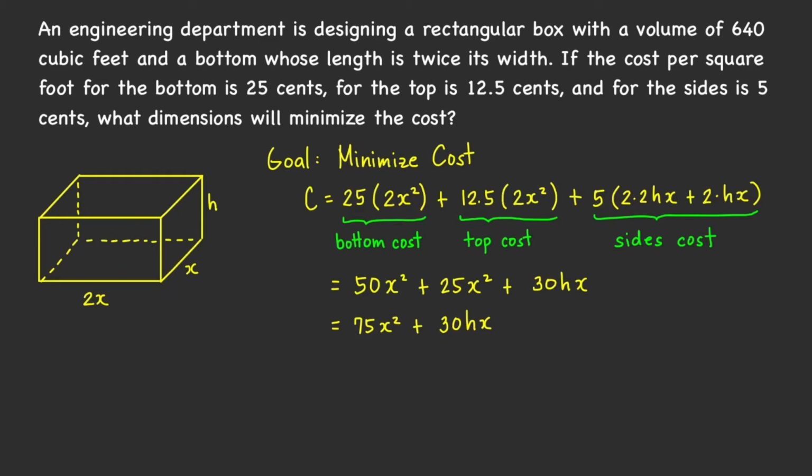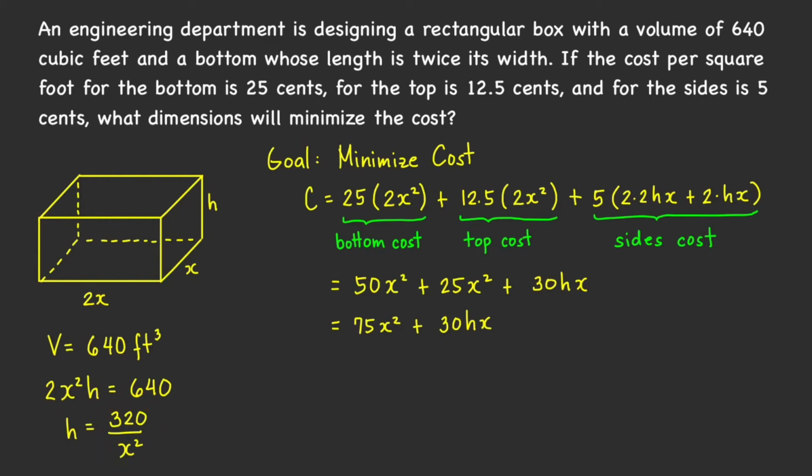So how do we do that? Here we have additional information that the rectangular box should contain a volume of 640 cubic feet. So from this information, we can write this volume here, which is equal to 640 cubic feet, as 2x squared h. So that is length times width times height. That is the volume of this box, and it must be equal to 640. So therefore, we can write our h in terms of x, and that is equal to 640 divided by 2x squared, that is equal to 320 over x squared.